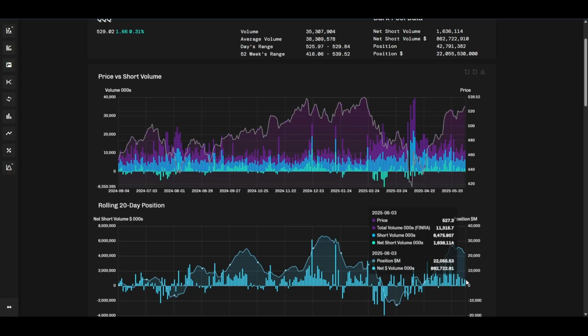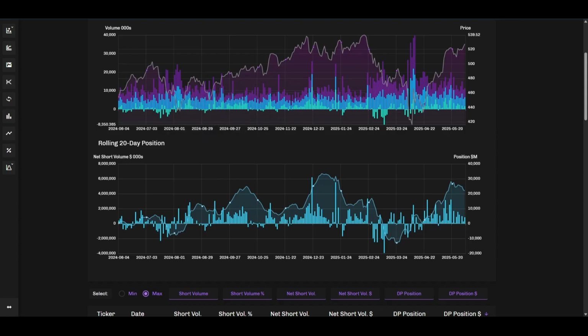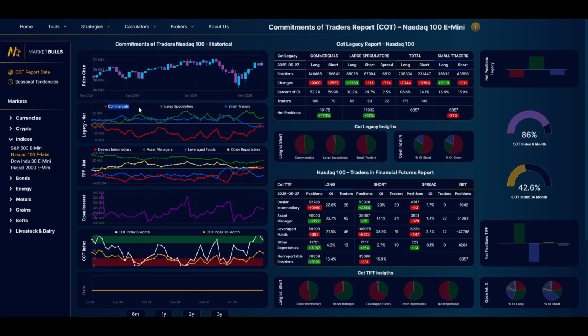Since we've seen this 20-day rolling positions go even lower, plus we've seen the COT commercials starting to sell, plus look at the little small traders right here, they have actually increased. So this is how I look. This is another layer on top of how I look at the market structure.